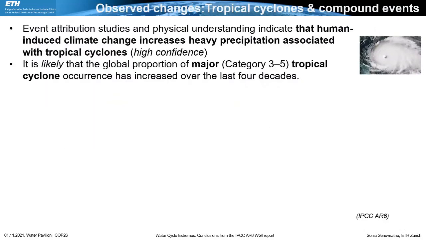I also wanted to mention some other type of extremes, for instance, tropical cyclones, which are also associated with heavy precipitation. So event attribution studies and physical understanding indicate that human-induced climate change increases heavy precipitation associated with tropical cyclones, and also that it is likely that the global proportion of major tropical cyclone occurrences has increased over the last 4 decades.